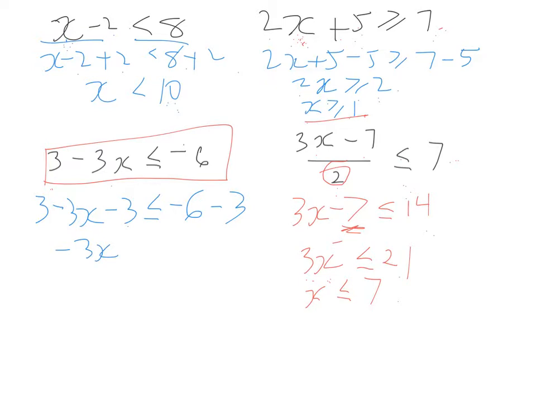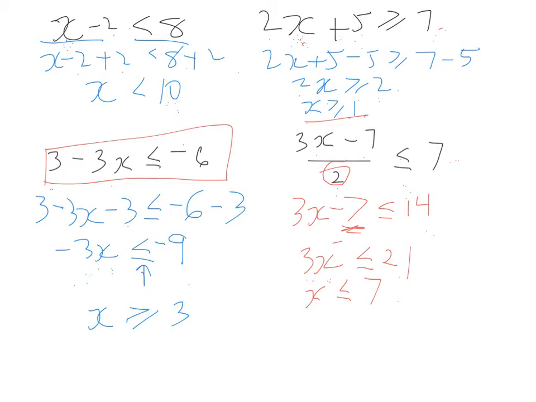So what do we do now? Well, we know that we're going to have to divide both sides by 3. But we've got to divide both sides by negative 3. So because we're dividing by a negative number, we have to flip our sign. So x will be greater than or equal to 3.